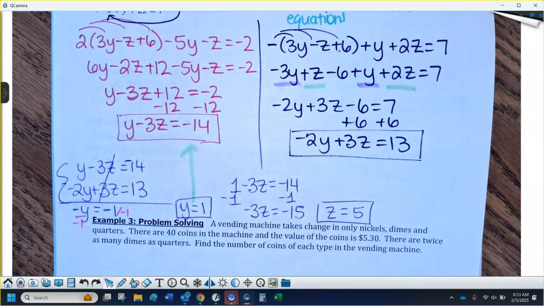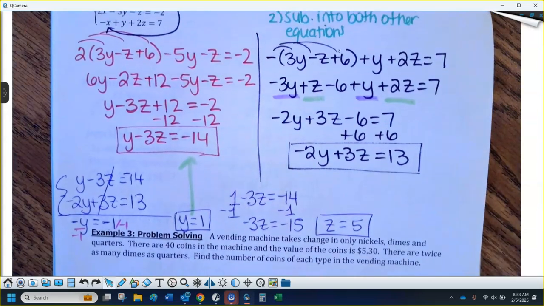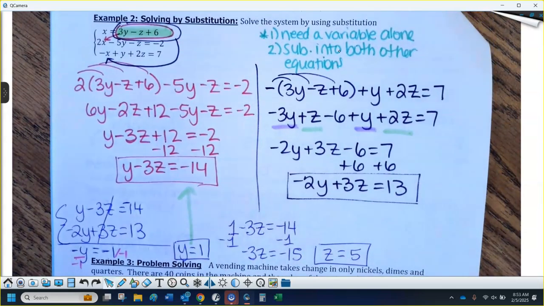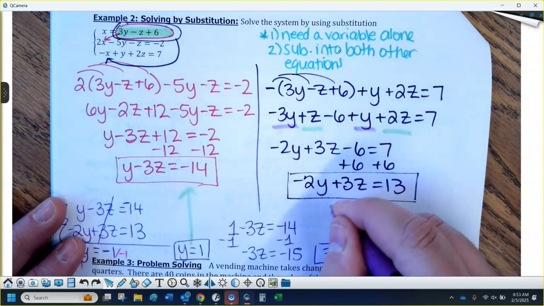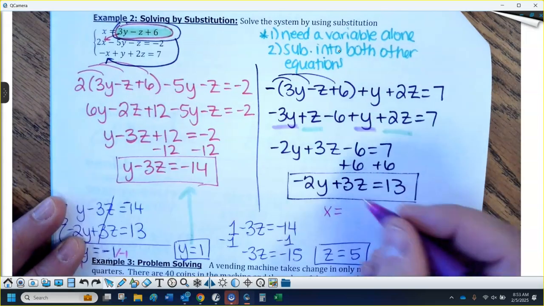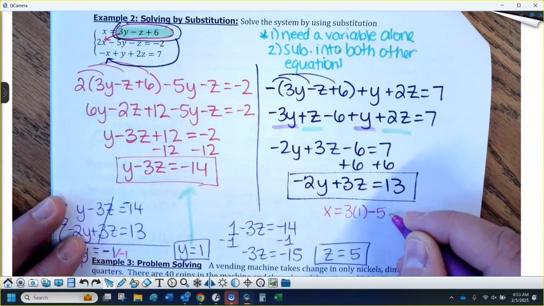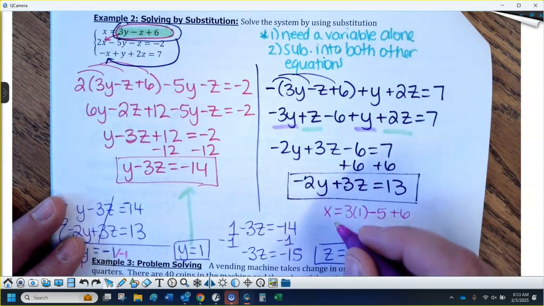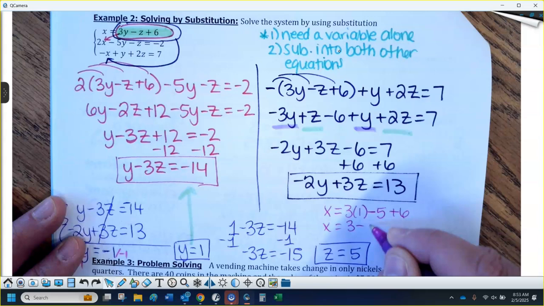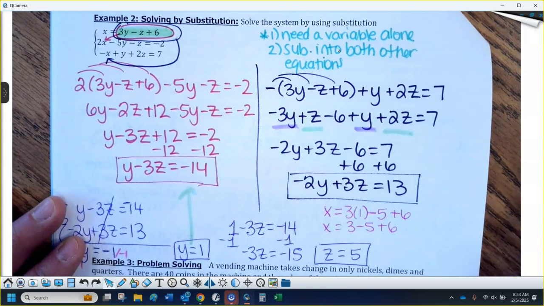I'm running out of space, but if you look back, you can use any equation in the system. I would use the very first one because that has x by itself. That first equation was x equals 3 times y, which is 1, minus z, which is 5, and then plus 6. Those are all just numbers. So this is 3 minus 5 plus 6. If I simplify that, that'll be my x-coordinate of where all of these would intersect.